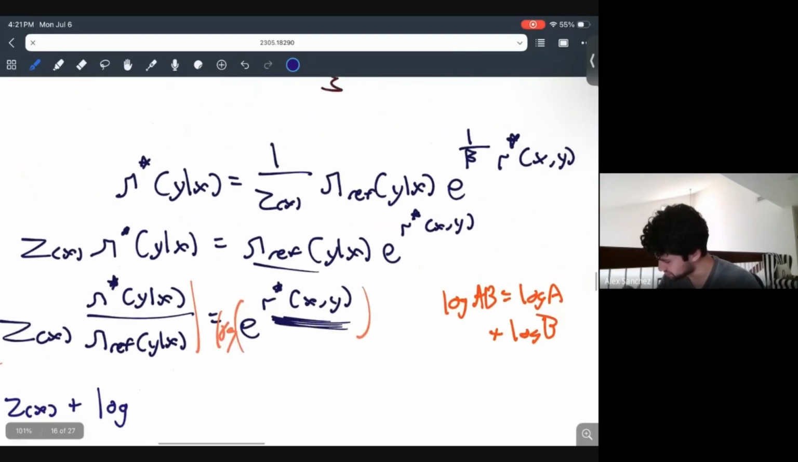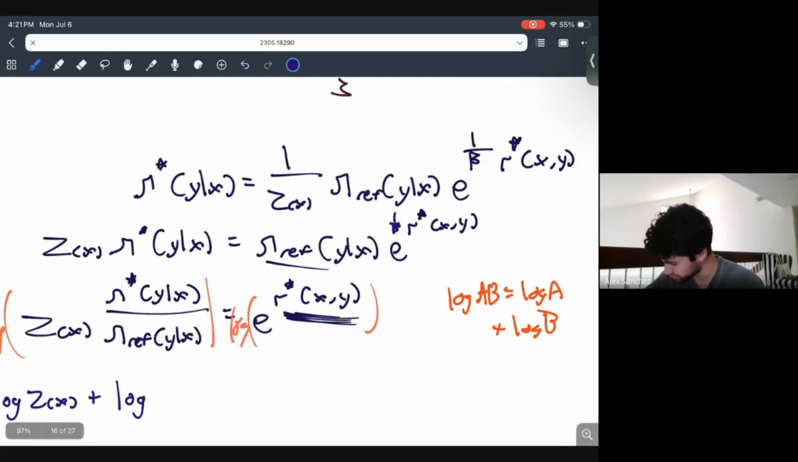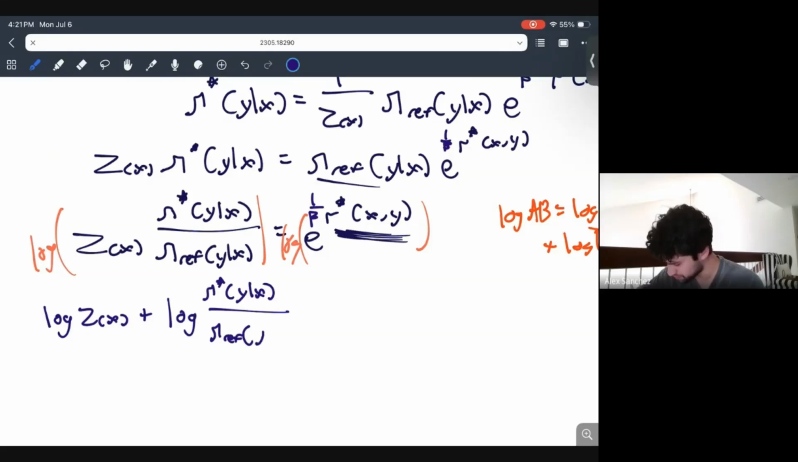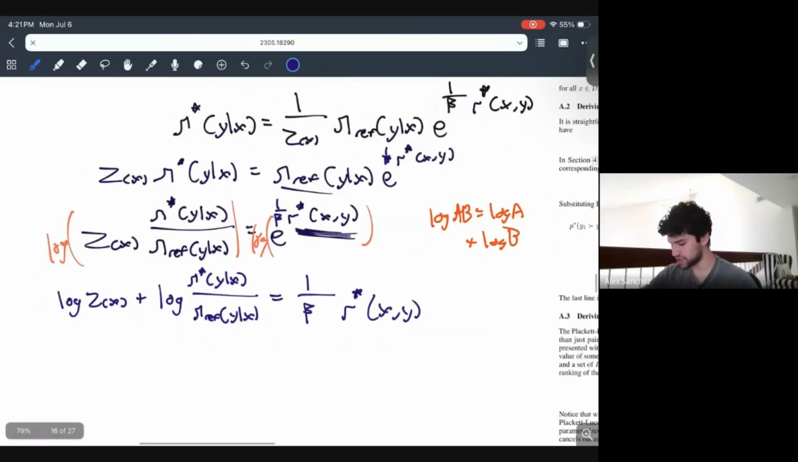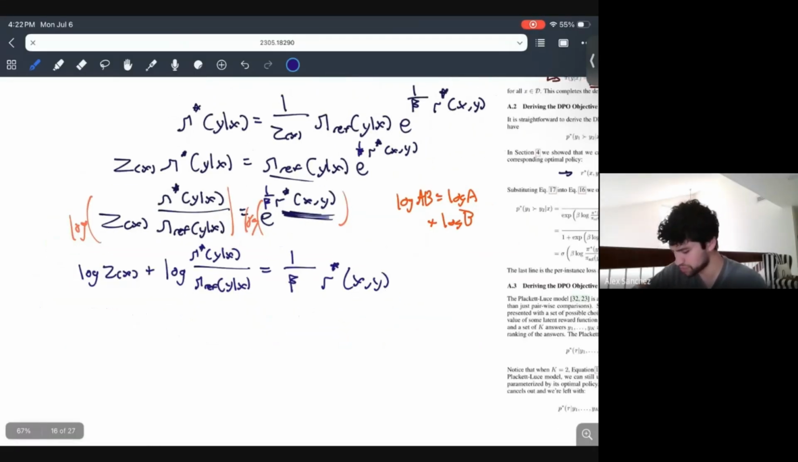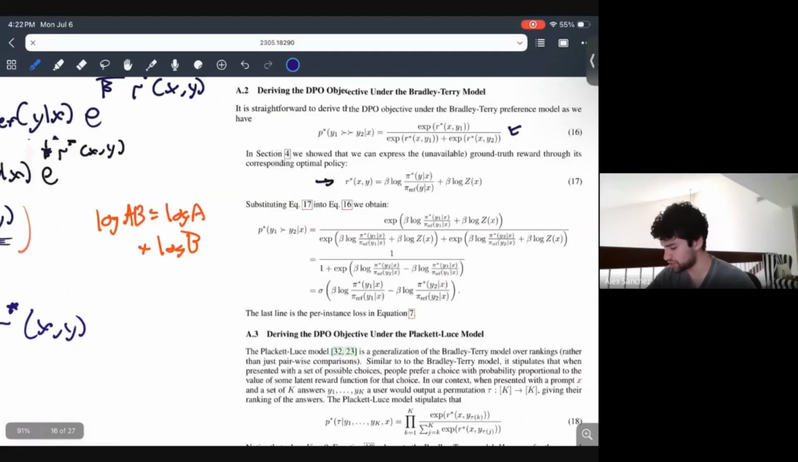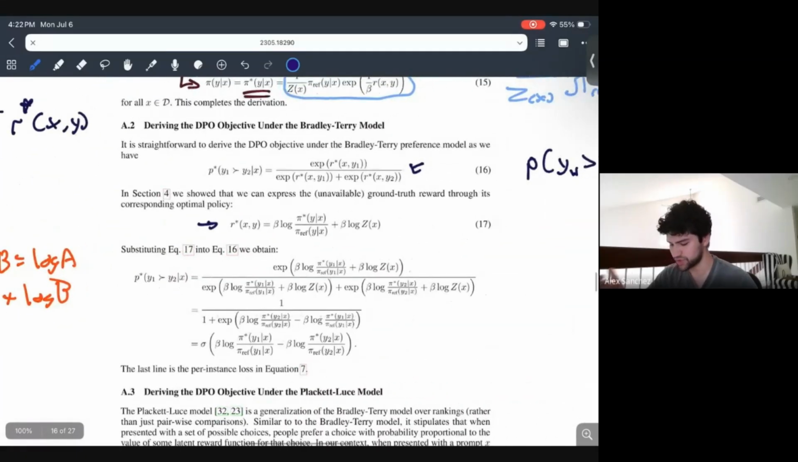and I'm missing something here. Yeah, 1 over beta, I'm sorry. Log of the optimal policy over the reference policy. No, sorry, the reference model, is now equivalent to 1 over beta r star xy. And you see how the beta just goes to both sides. You just multiply by beta. Now you have beta at the front. You don't have this anymore. And that's what our theoretical optimal reward would look like through its optimal policy.